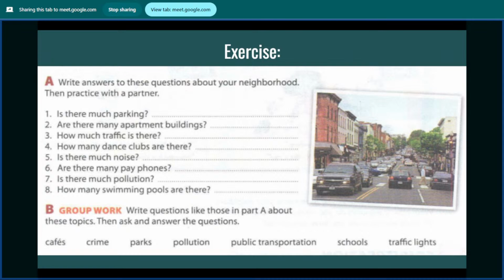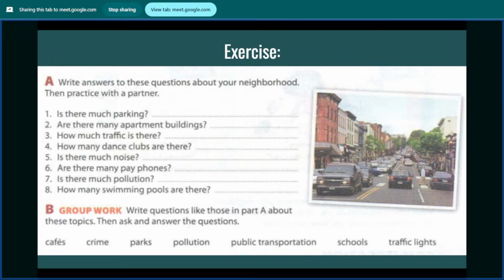How many dance clubs are there? There are three dance clubs. Okay. Now, Tejal, you ask the question. Sampada answers. Is there much noise? Yes, there is a lot of noise. Mhm. Are there many payphones? Yes, there is a lot of payphones.